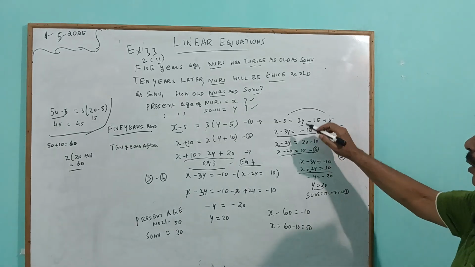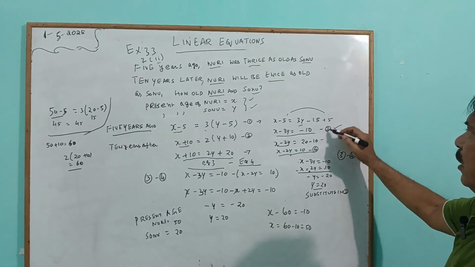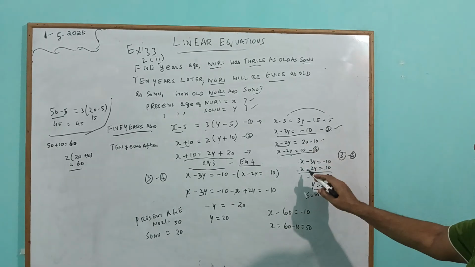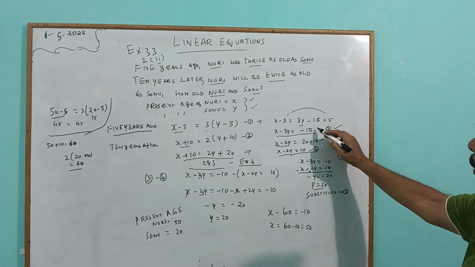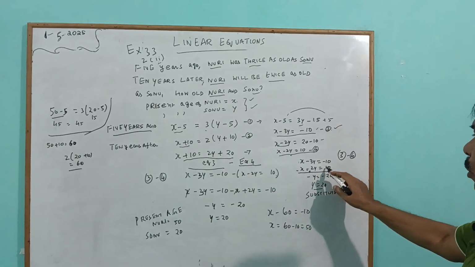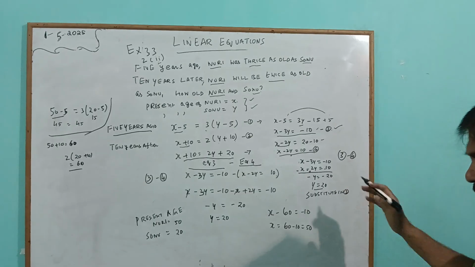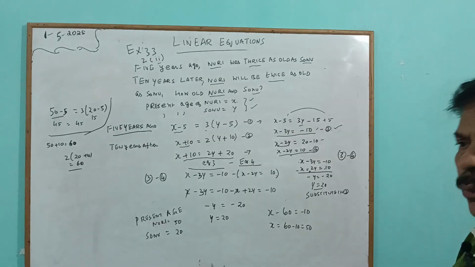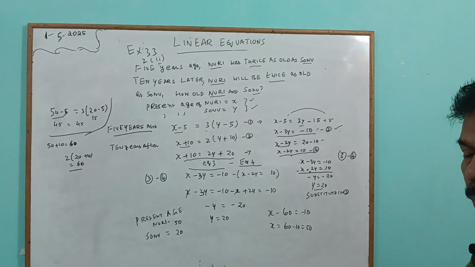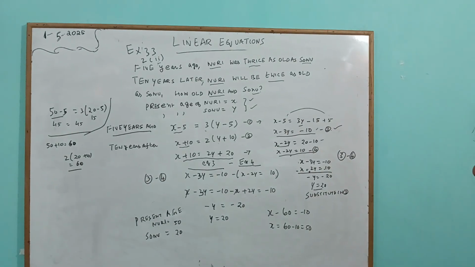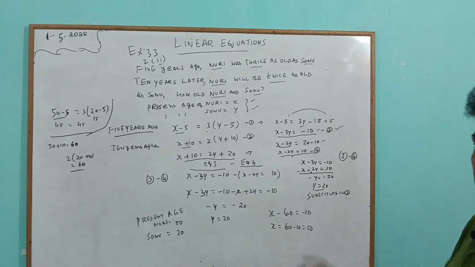So now you have got equations 3 and 4. These are the new equations. So I am writing it again here. x minus 3y equals minus 10, and x minus 2y equals 10. Now I told you, there are two types of solving the problem. One is substitution, one is elimination. Now we are going to eliminate.